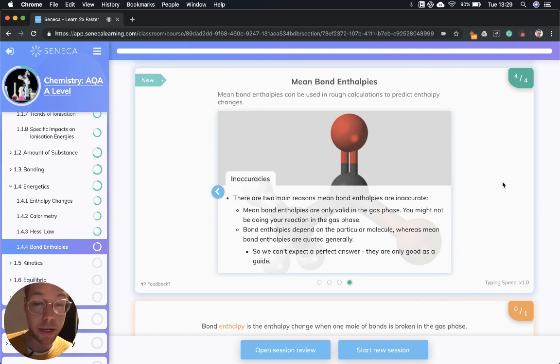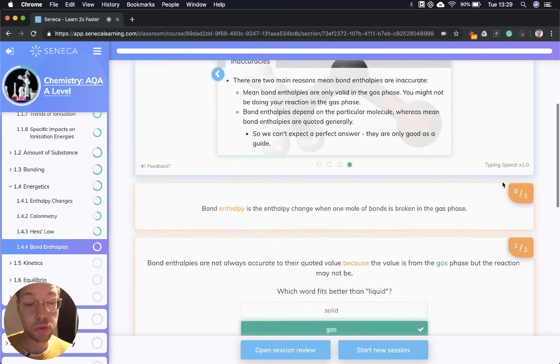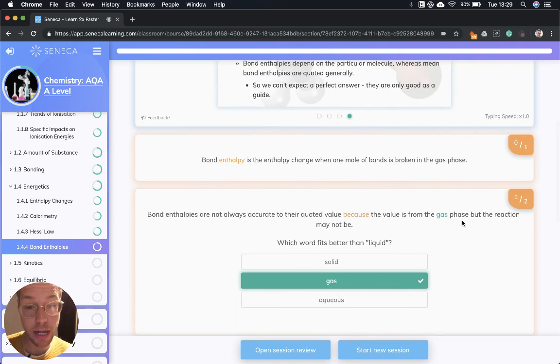There are two main reasons that mean bond enthalpies are inaccurate. They are only valid in the gaseous phase, and you might not be doing your reaction in the gaseous phase. So all bond enthalpies are measured when the compounds are gases. Bond enthalpies depend on the particular molecule, whereas mean bond enthalpies apply generally. So we can't expect a perfect answer, but they can be a good guide. So those are two important inaccuracies about bond enthalpies.